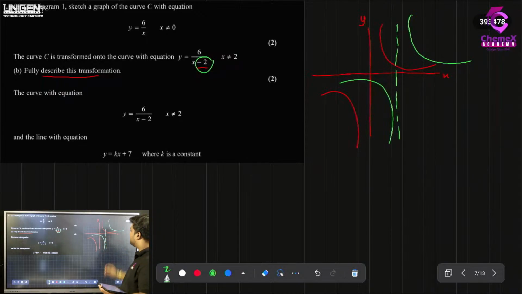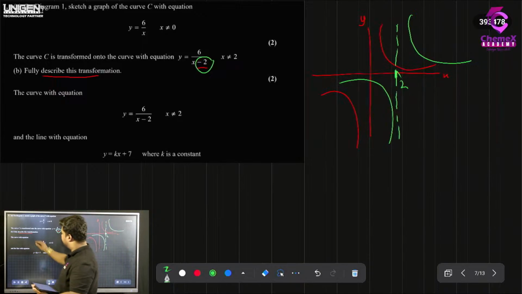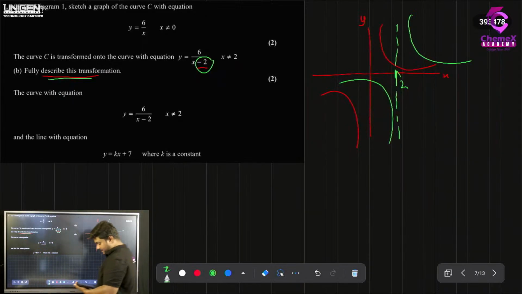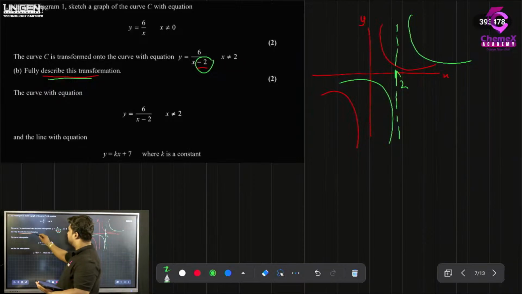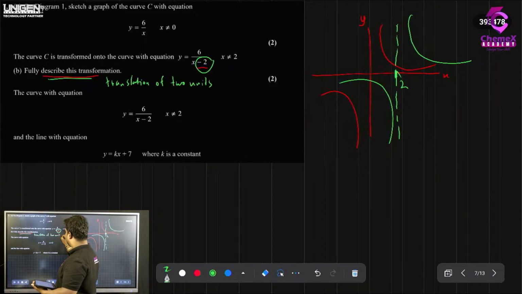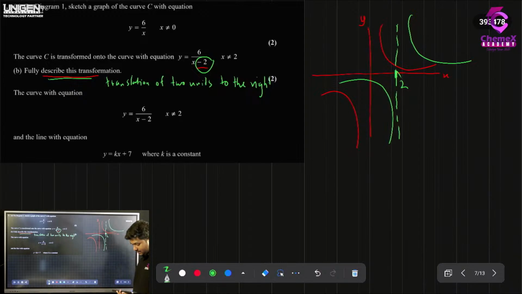Yes. So this actually cuts at 2 only. So how do you explain this? Describe. So translate 2 units to the right. Describe everything. You have to write it in your own words. Understood? Yes.